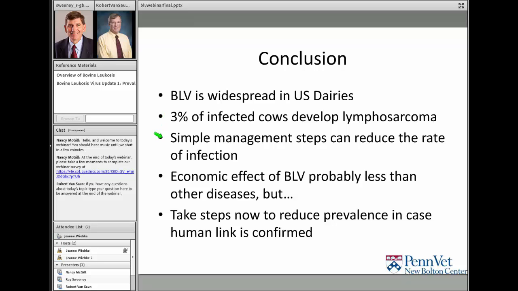There are some fairly simple and cost-effective management steps that can be taken to reduce the rate of infection, which involves reducing exposure of young calves to older infected cows and preventing blood exchange between animals. And right now, the economic effect of BLV is probably less than the other major diseases we deal with, such as BDD, Johne's, mastitis, and lameness. However, if the link to human disease is confirmed, we really should be taking steps now to reduce the prevalence on our farms so that we're really poised to totally eradicate it if need be when that becomes necessary.